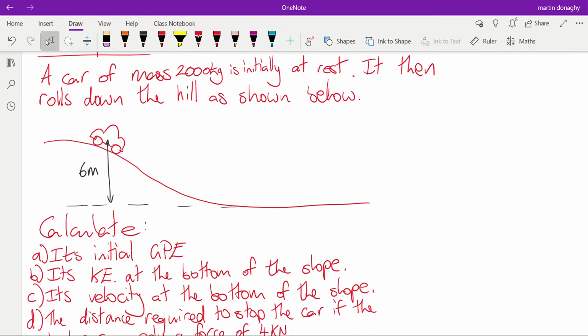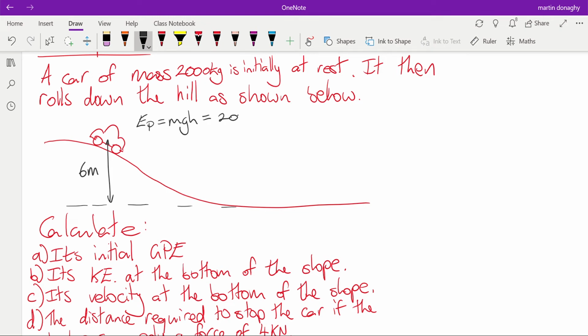Okay, let's look at another example of gravitational and kinetic energy. This is different than the first example, where we're now looking at something moving downwards. This question says a car of mass 2,000 kilograms is initially at rest. It then rolls downhill as shown below, and firstly we have to calculate its initial gravitational potential energy. So we just use our potential energy equation.